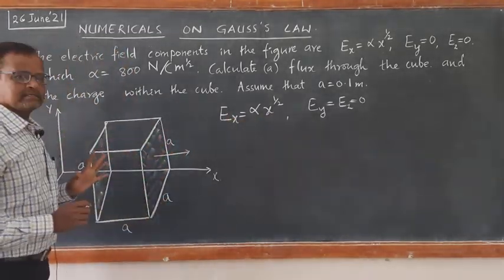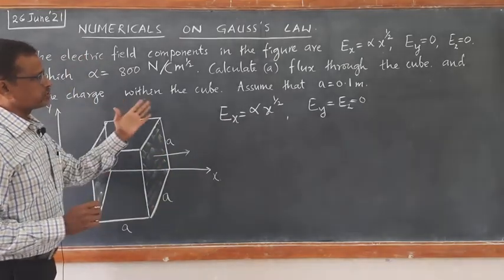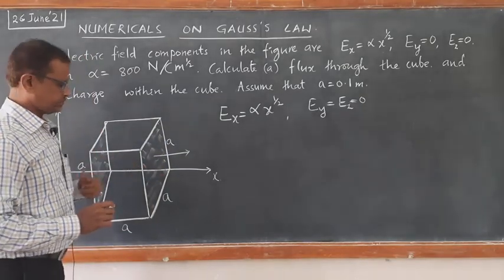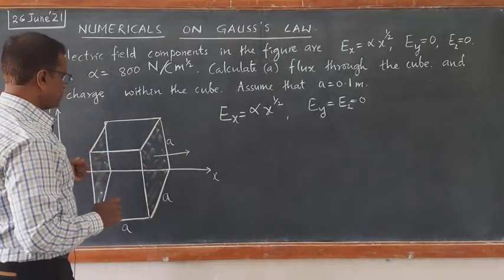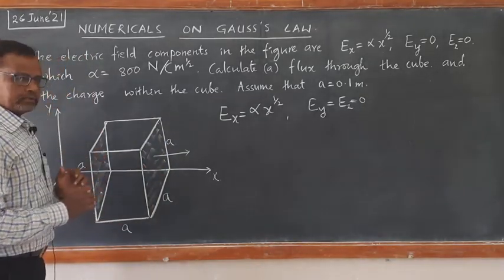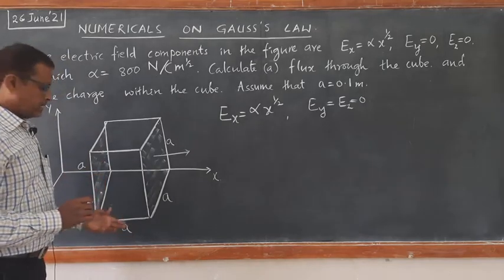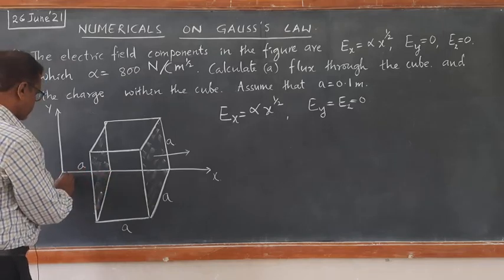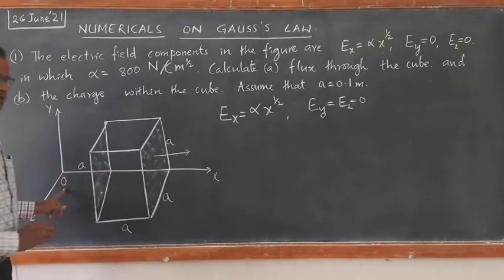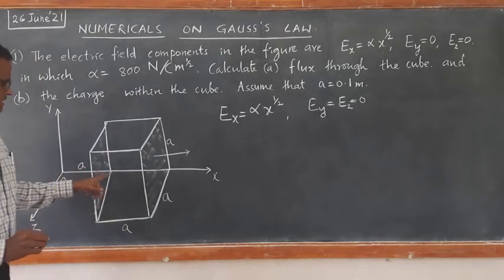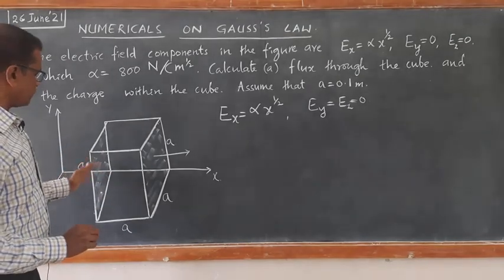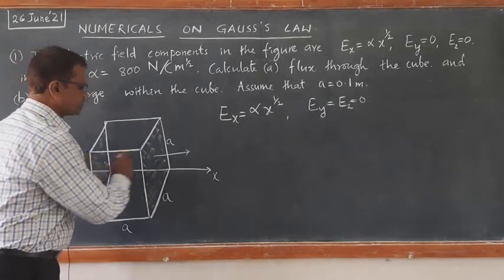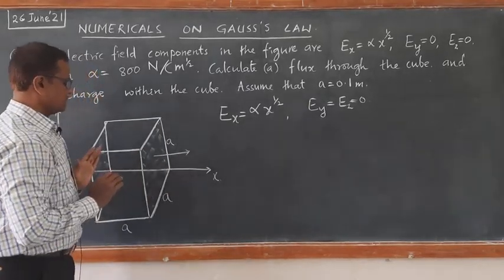If that is the case, you are asked to calculate the total flux through the cube and then the charge enclosed by the cube. Okay, fine. Now, look at the cube. The cube is of side A and the cube is also placed at a position A from the origin. This is the origin. So, the cube is placed at a position A, right, and the electric field acts only along the x-axis.